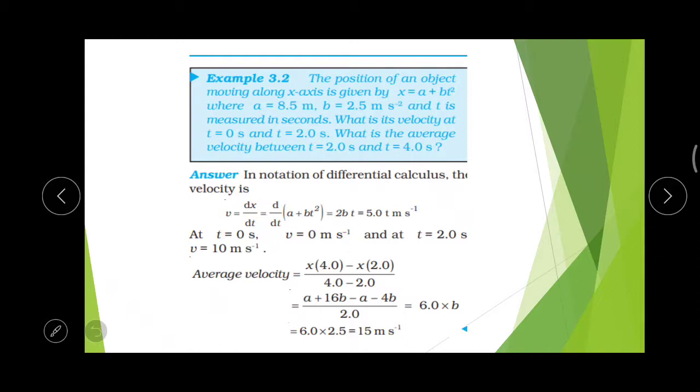So 12 into b divided by 2 will be 6 into b. The b value is given as 2.5 meter second raised to minus 2. So substitute that value, then the average velocity will be equal to 15 meter second raised to minus 1. Okay, so thank you.